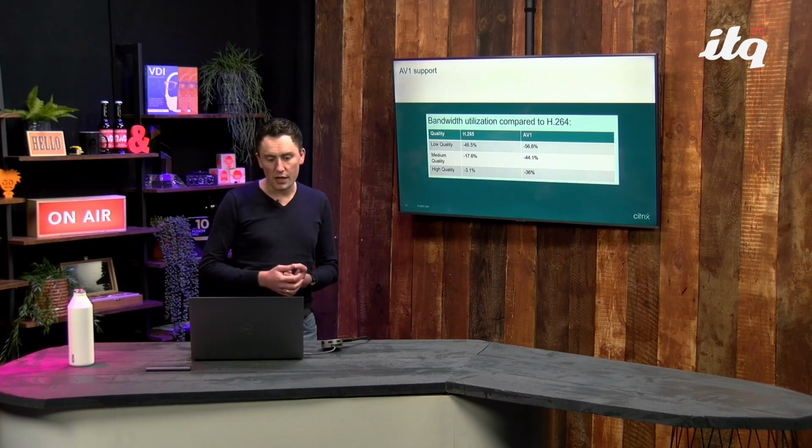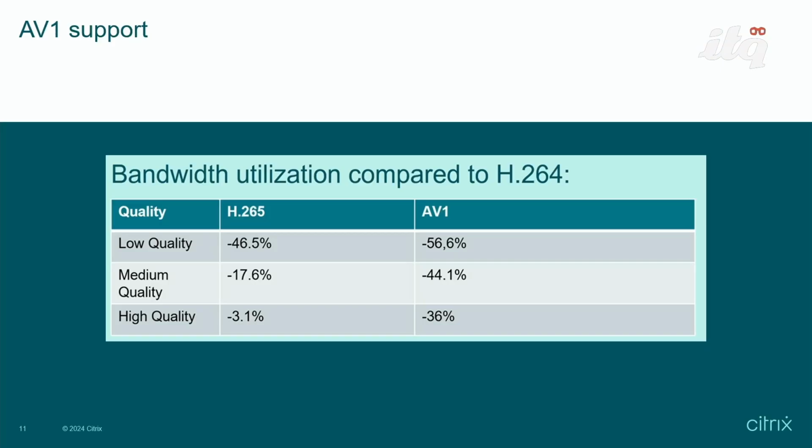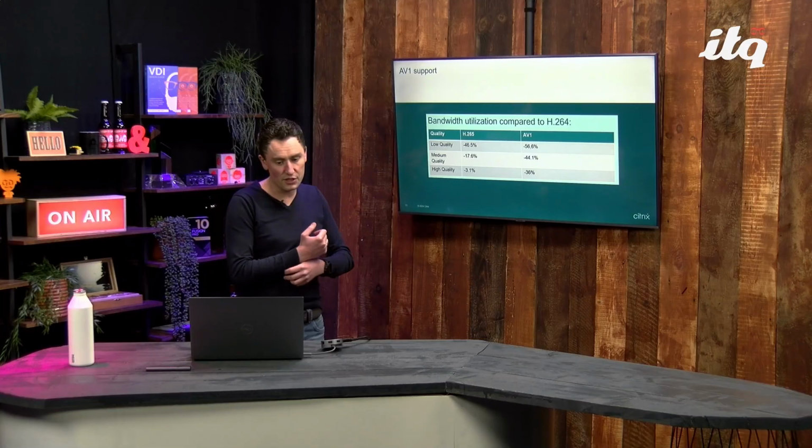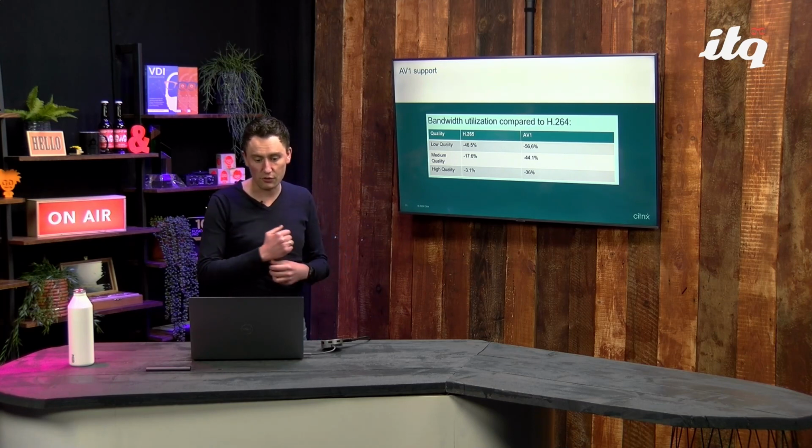Well, you ask, why would you support AV1? And why should I use it? Well, if we compare the bandwidth utilization for AV1 to H.264, we can see a significant decrease in bandwidth. So if you look at this table here on the screen, you can see that compared to H.264, H.265 already on low quality saves you 46.5% of bandwidth.